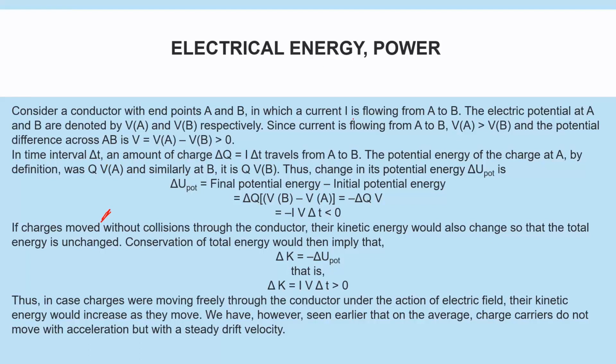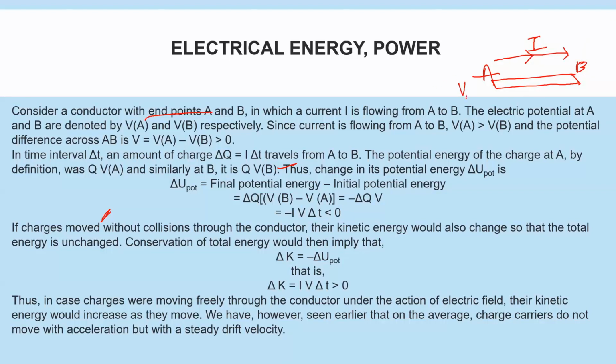Okay, so to understand that, we will consider, say, a conductor with two endpoints A and B. And we are seeing that the current I is flowing from A to B. So there is going to be an electric potential at A, and there is going to be an electric potential at B.